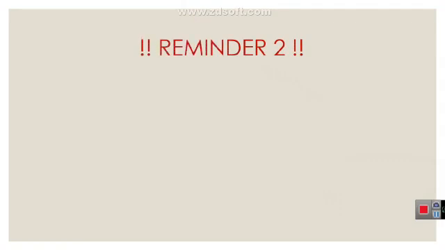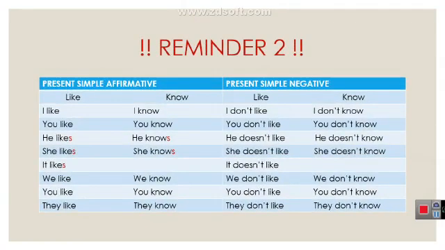Now other verbs in the present simple, affirmative and negative. For example, verbs like like and know. Present simple affirmative of like. I, you like. He, she, it likes. We, you, they like. Know. I, you know. He, she knows. We, you, they know.